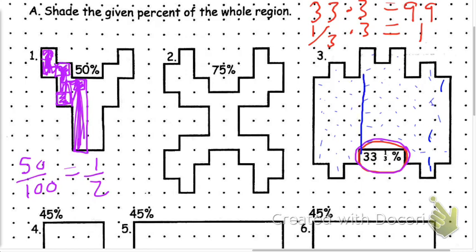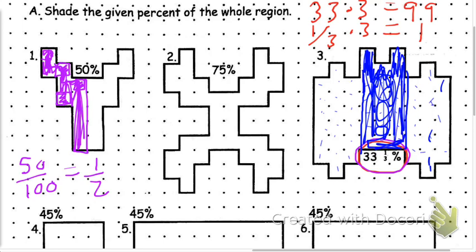So if I want to split it into thirds, that's how I would do it. And then to shade 33 and 1/3%, I would shade the middle. So 33 and 1/3% seems like a weird percent, but that's how you write the fraction 1/3 as a percentage. So most of the time, if you have to do 1/3, just write 1/3 instead of writing it as a percentage.